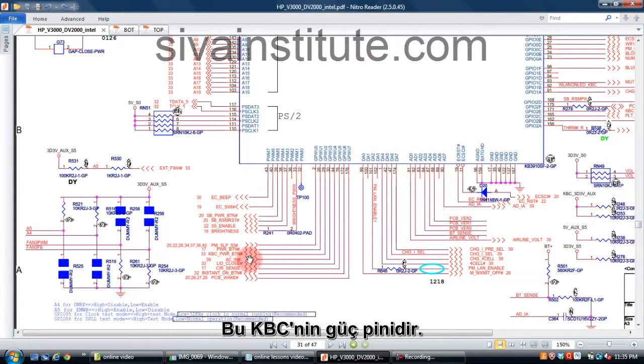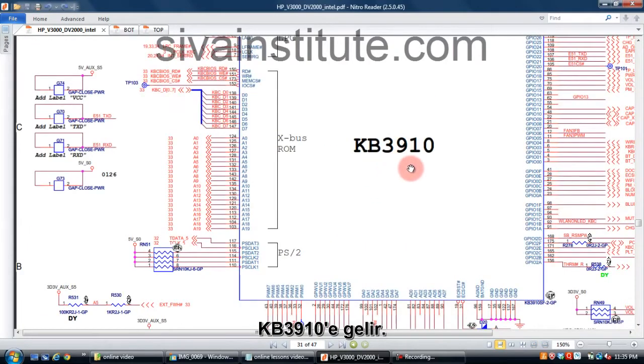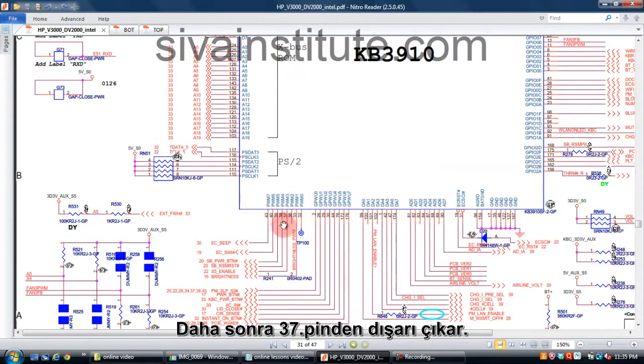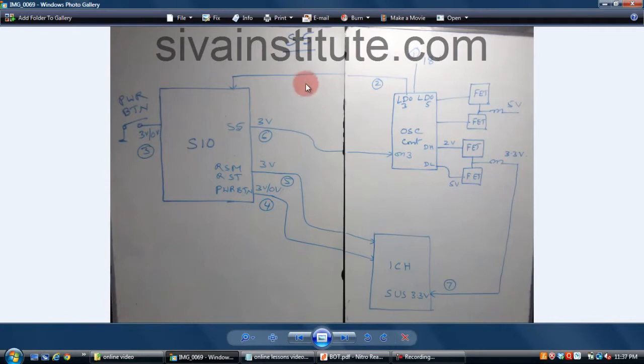This is the KBC power button. This voltage comes to pin number 39 of this IC, KB3910. After this, the command comes out from pin number 37, S5 enable. This voltage goes to the 5 volts and 3.3 volts regulator. See here, this is the S5 command. When you press the power button, the SIO chip releases S5.